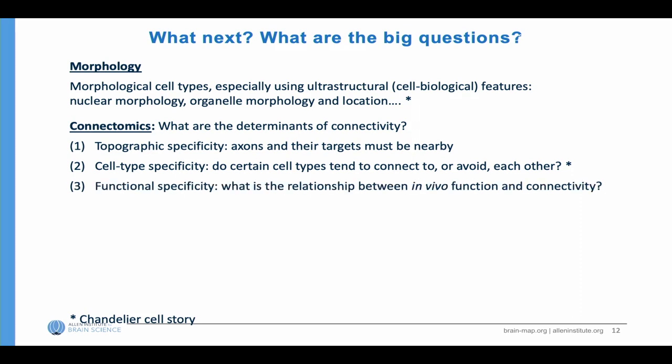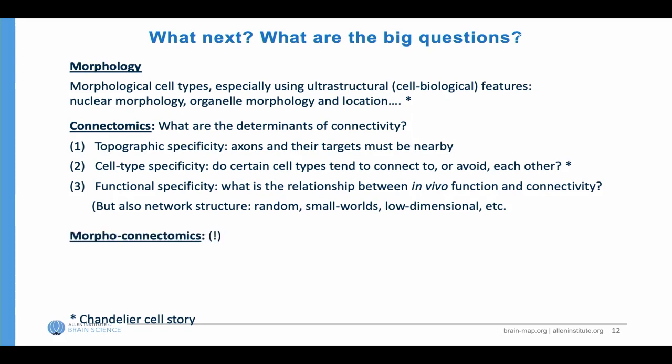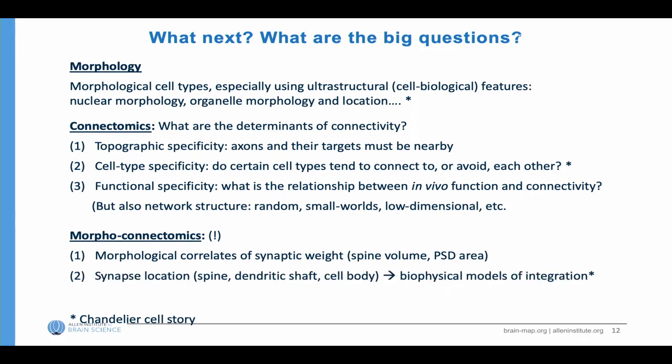The old way of thinking, last decade and this decade, is functional connectomics. What is the relationship between function and connectivity? But also new things that we're just beginning to explore, such as network structure, random small worlds networks, low-dimensional motifs, et cetera. And then, for lack of a better word, morphoconnectomics, but really morphological anatomy. What are the morphological correlates of synaptic weight, spine volume, PSD area, synapse location, biophysical integration, et cetera.